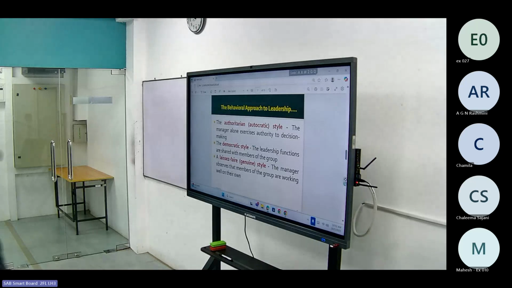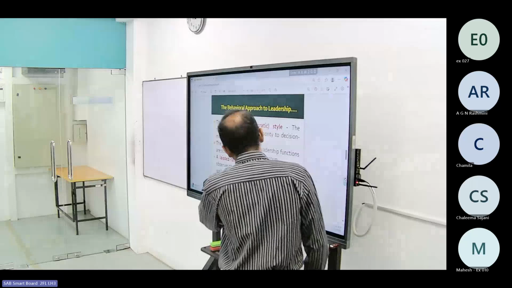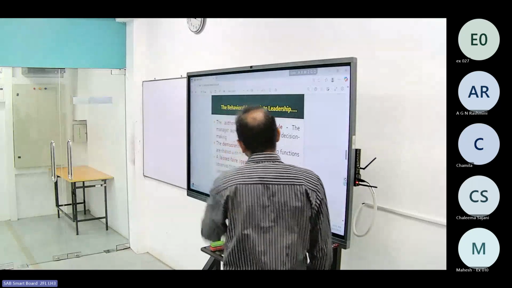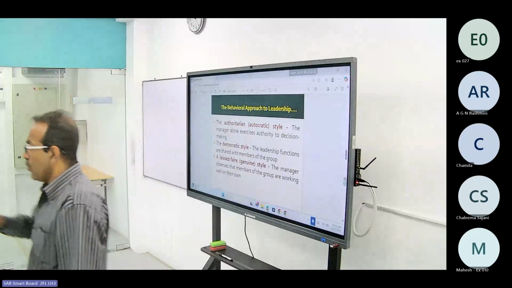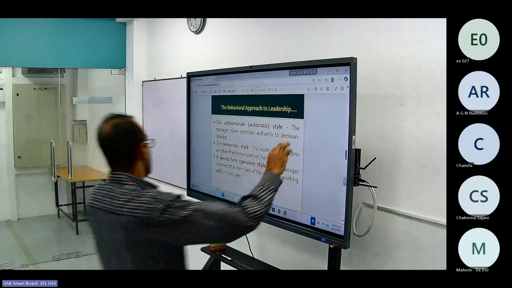Right. The last one is a very distributed one, where this is the ideal style. Some call this ideal. Ideal means the second leadership style matches more situations. Ideal, not all.